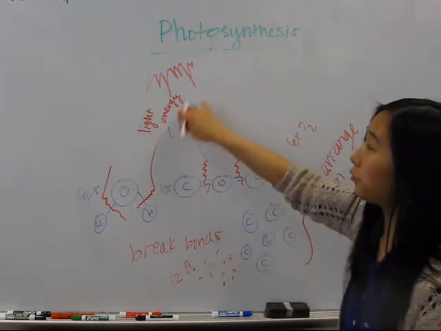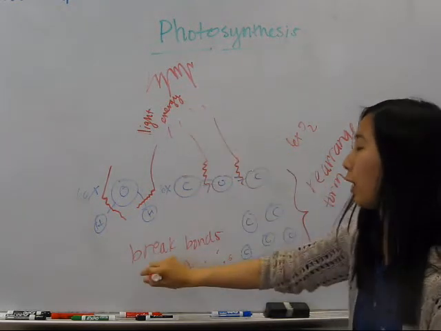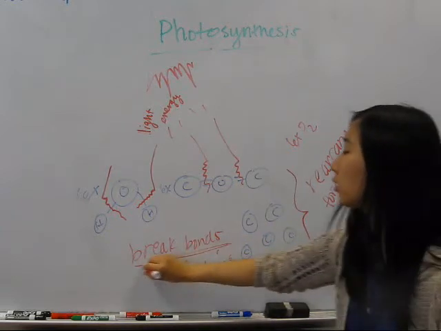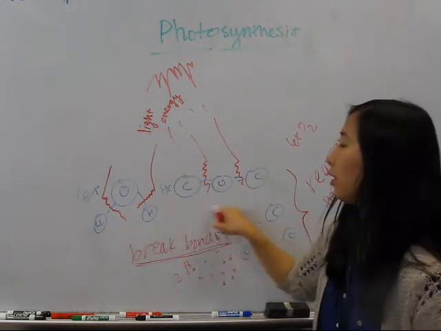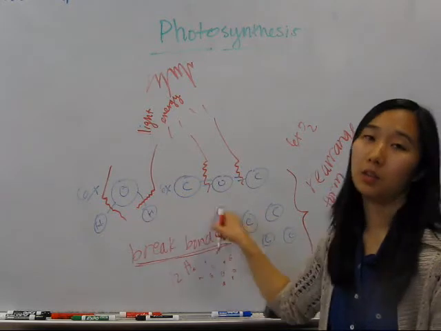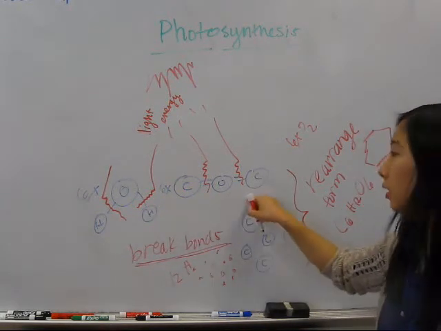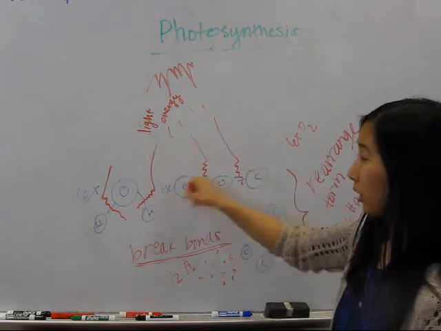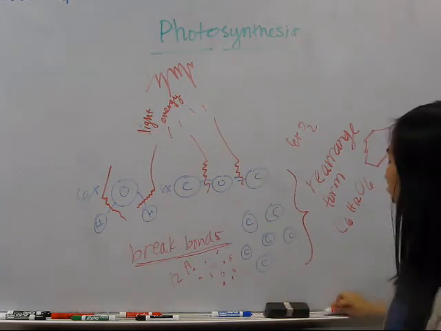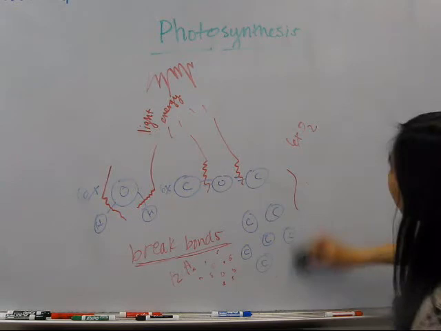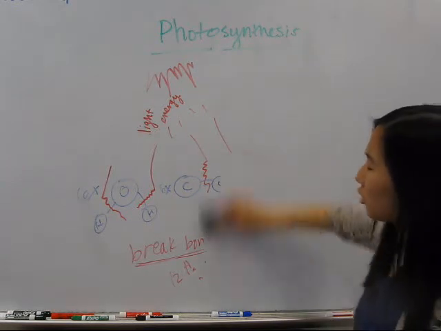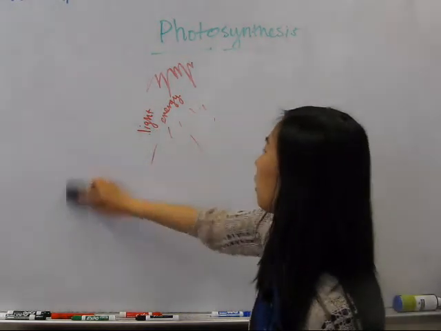Light energy provides the energy to break the bonds between my starting materials. Because I had water that was all bonded together, carbon dioxide that was all bonded together. You need to use that light energy to break them apart. You're going to typically see this reaction, photosynthesis, described using the following terms.